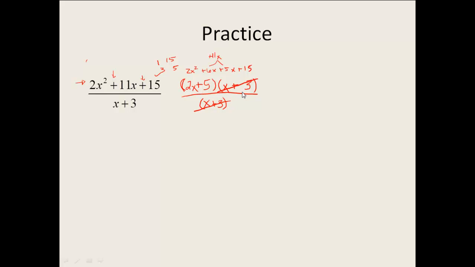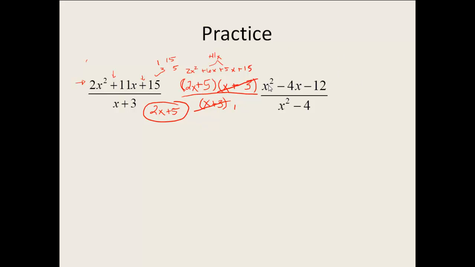So the x plus 3 acts as a family. If I want it to be gone, I have to completely cancel it with another x plus 3. All I'd be left with then for this problem is 2x plus 5. I would only have a 1 left on the denominator, and since that's all we would have there, we don't need to write it. Alright, another one.